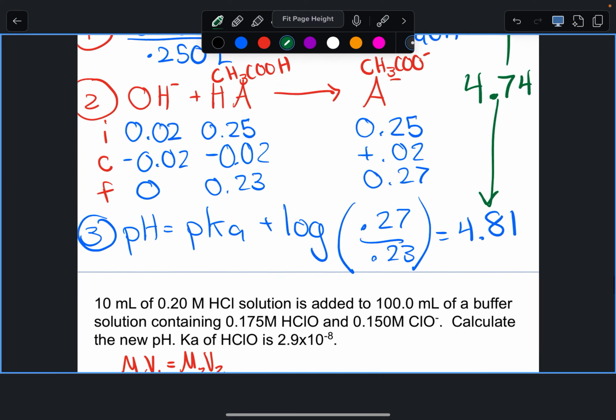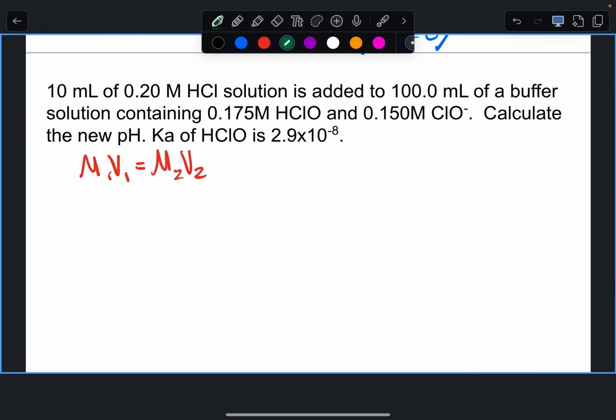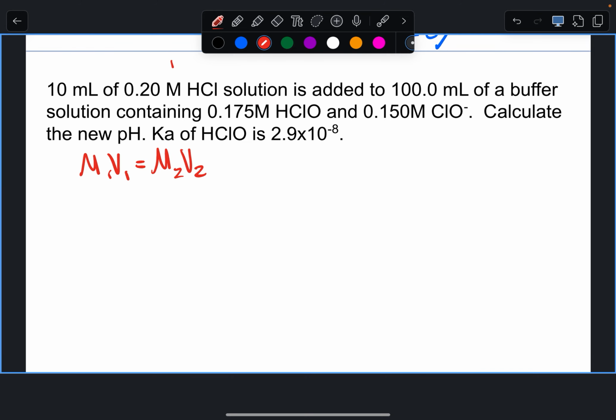Okay, so step 1 here with this one is we need to do a dilution. We have to actually do M1V1 equals M2V2 because we're adding 2 volumes together. Okay, so the V2 in this case is 110 mils, or 0.11 liters. So that should be the new volume for all of your things.